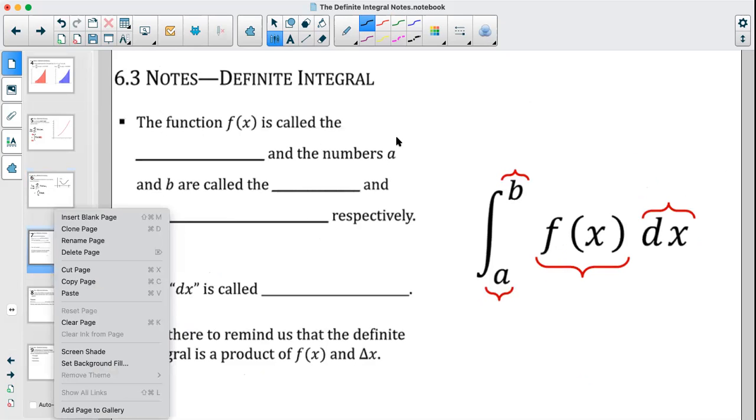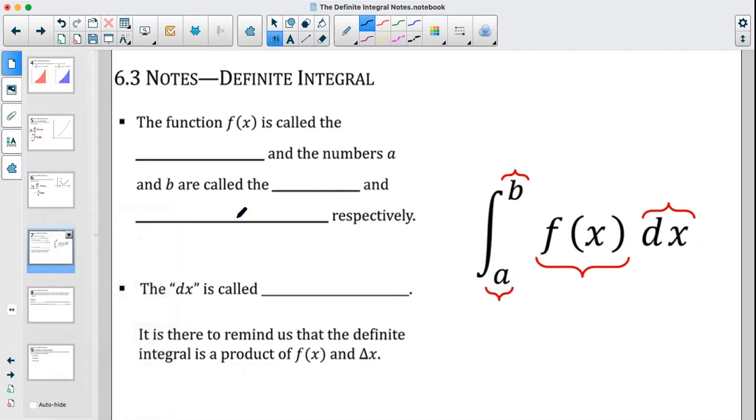So, just some terms. The function inside the integral, f of x, is called the integrand. The a and b are called the lower limit and the upper limit, respectively. Lower limit, upper limit, integrand. This dx here is called the differential.